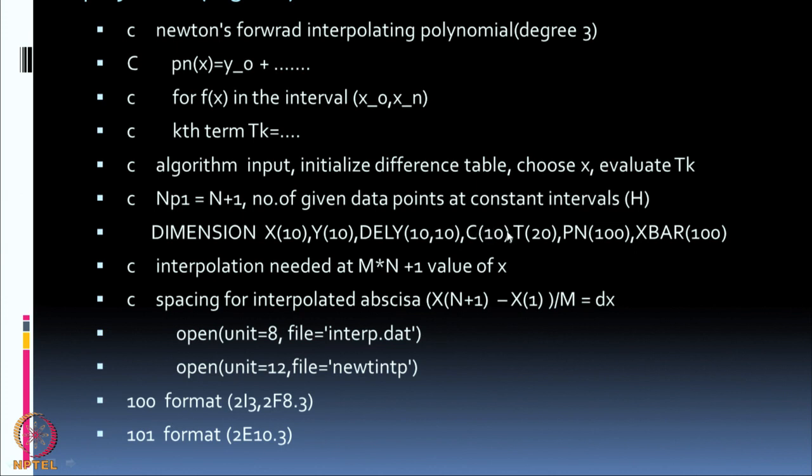Then these T's, Pn's, x bar, x bar is a value at which I want to calculate the interpolated value. So, these are not so important for our present purpose. So, let us say I want to interpolate for some 100 points. What are these 100 points? Between the last value of x and the first value of x, I had 4 data points in my program. So, what I want to do here is to calculate the value of the interpolating polynomial at those 100 points between x0 and xn.